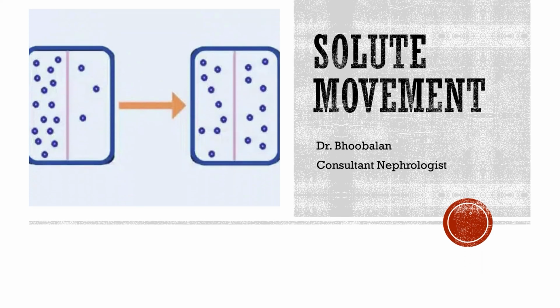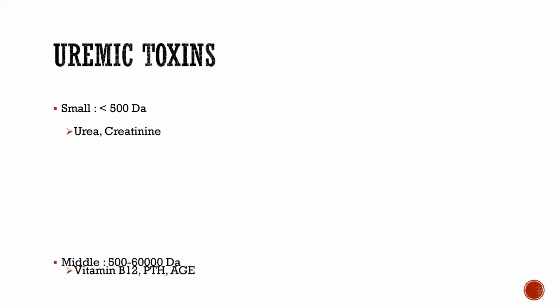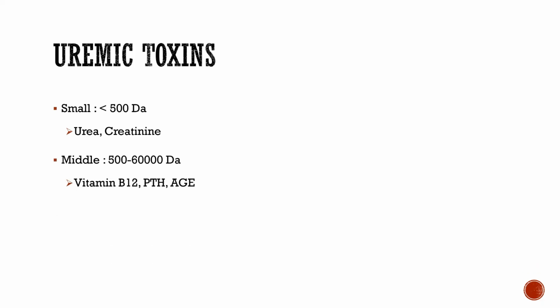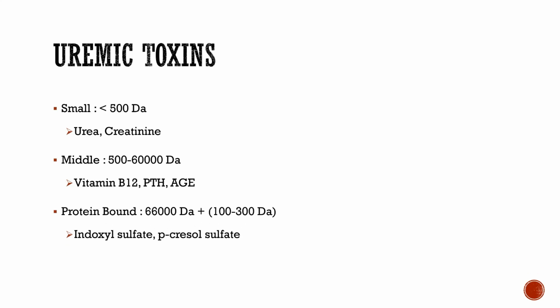Before we discuss solute transfer, let's briefly look at the types of uremic toxins, because how they move depends on their molecular size. Uremic toxins are broadly categorized into three categories. Number one, small molecules, which weigh less than 500 daltons, and this includes molecules like urea, creatinine, etc. And then we have middle molecules weighing between 500 and 60,000 daltons, and this includes molecules like vitamin B12, PTH, and advanced glycation end products. And subsequently, we have protein-bound uremic toxins.